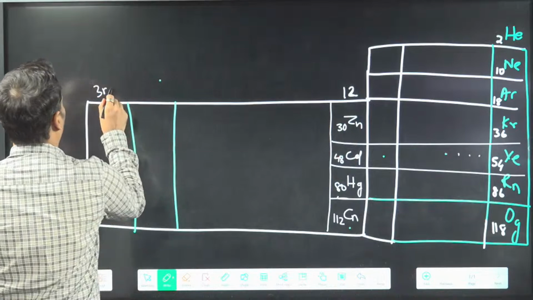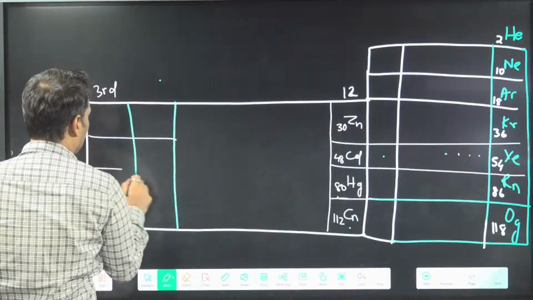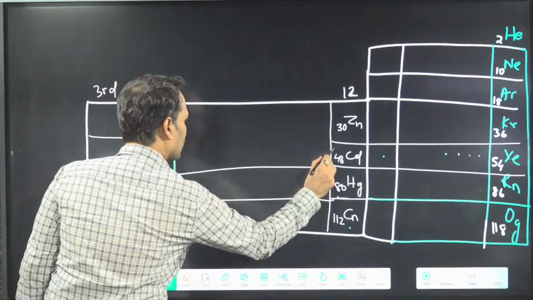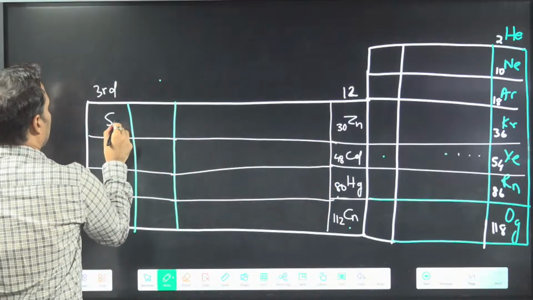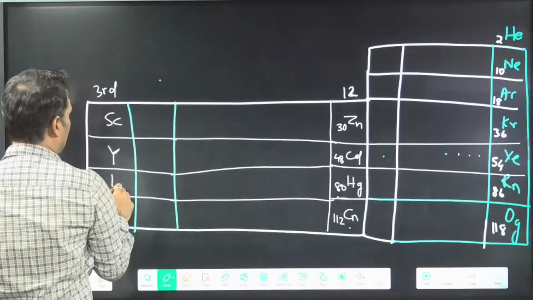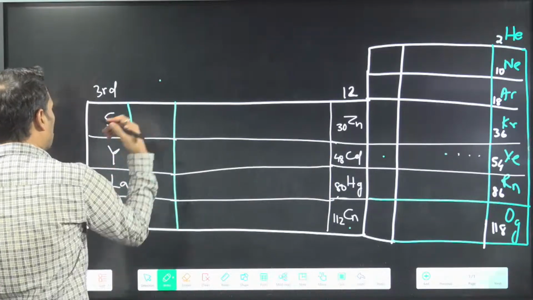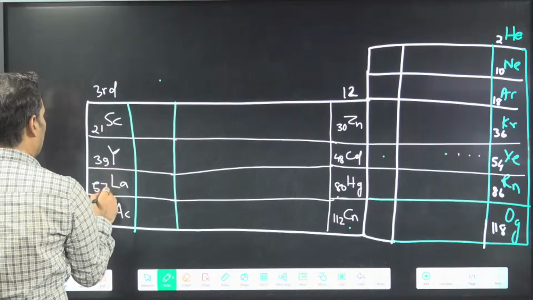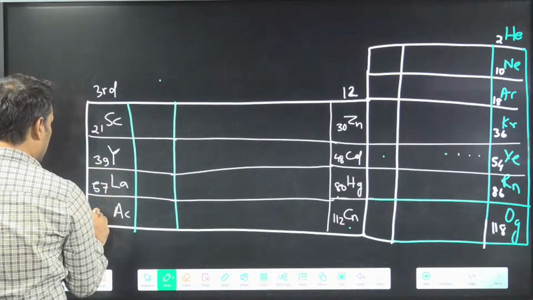Everyone knows this third group. What is in the third group? Tell me, what is there? Third group, what is there? Scandium, then yttrium, then lanthanum, then actinium. So many times we have written all these things. So everyone remembers.